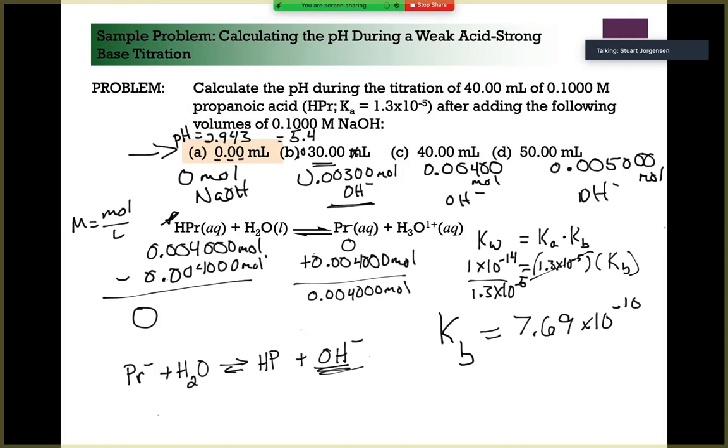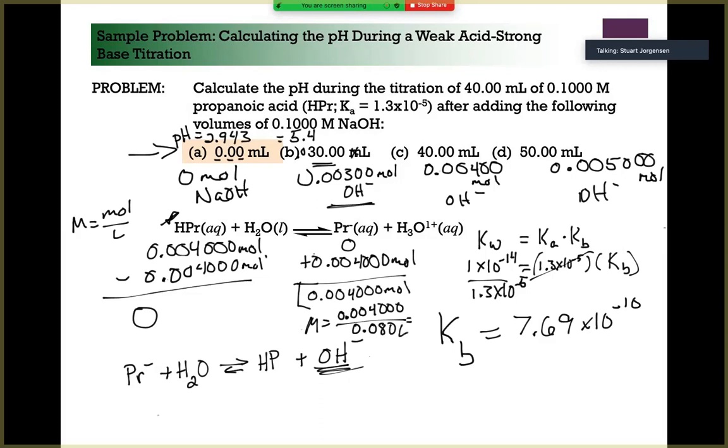And so now we can figure out what our hydroxide is going to be. It's going to be a little bit of an ICE table here, I think. But we need molarity. We need the molarity of our propanoate. Okay, well, that's okay. We know how much propanoate, that conjugate base, is floating around in there. It's 0.004000 moles. So if we take that divided by our new volume, 40 plus 40 is 80, which is 0.080 liters, we get the molarity of our propanoate.